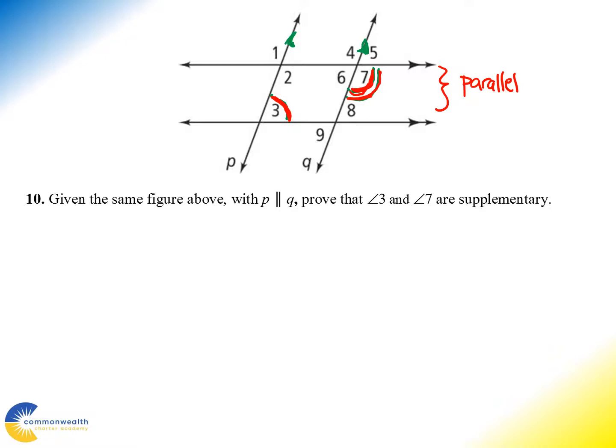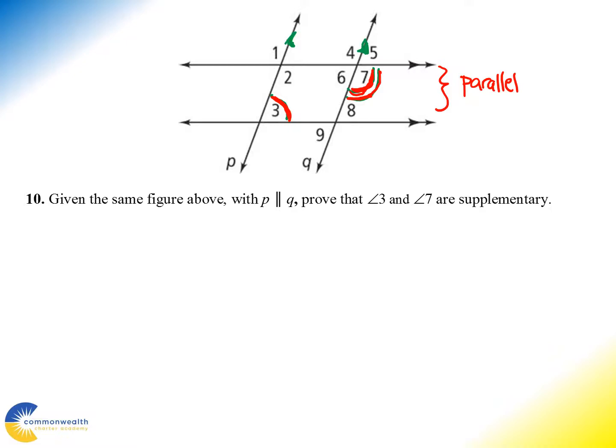For instance, one way I could show it is, well, I know the thing is they don't share any transversals, these two things. So I can't use any of the theorems or postulates or converses or anything of that nature directly because they don't share a transversal. Okay, angle 3 has P as a transversal, angle 7 has Q as a transversal. So I'm not going to be able to apply those rules directly.